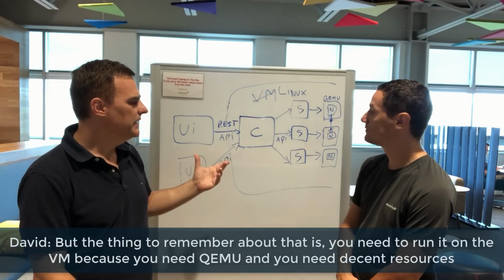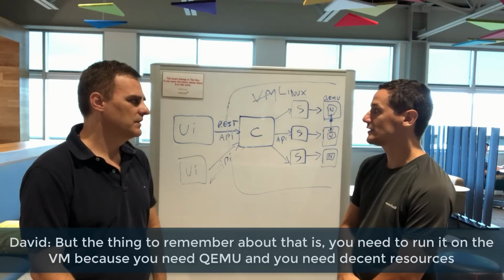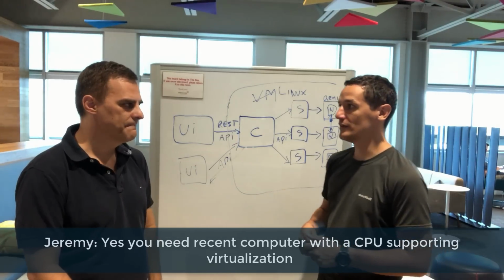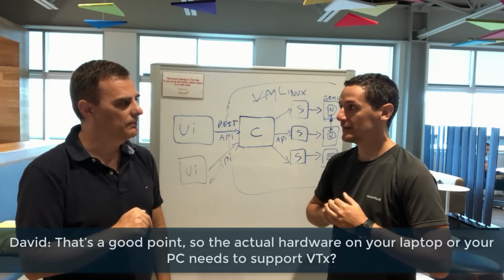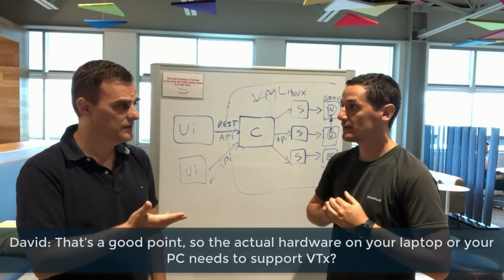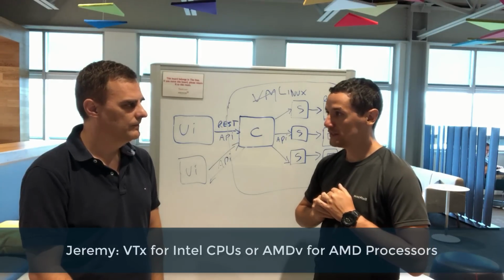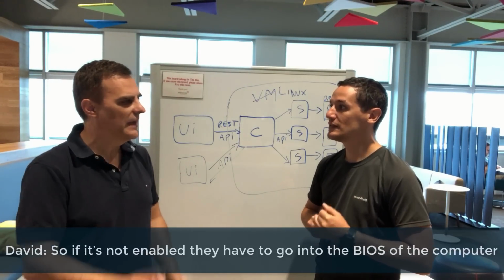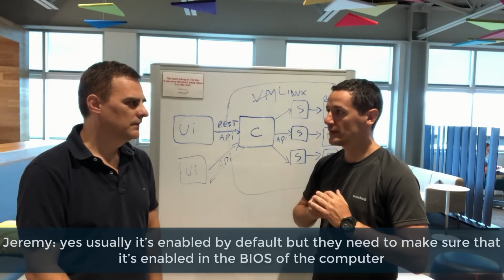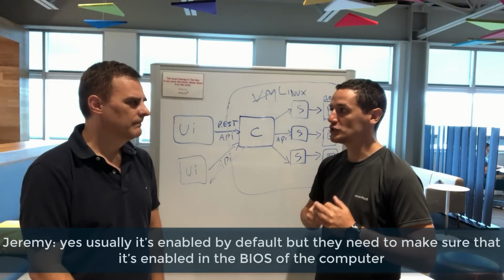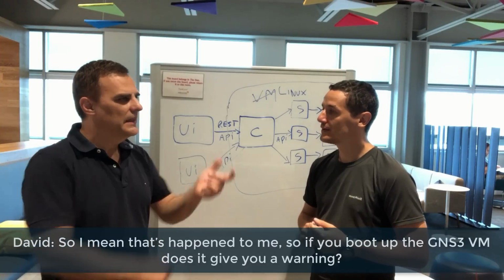But the thing to remember about that is you need to run it on the VM, because you need QEMU, and you need decent resources. Yes, you need recent computers with a CPU supporting nested virtualization. Oh, that's a good point. So the actual hardware on your laptop or PC needs to support VT-x? VT-x for Intel CPUs, or AMD-V for AMD processors. So if it's not enabled, they have to go into the BIOS of their computers. Yes, they have to. Usually I think it's enabled by default, but they need to make sure it's enabled in the BIOS of the computer. That's happened to me.